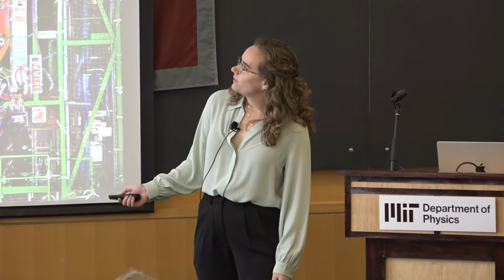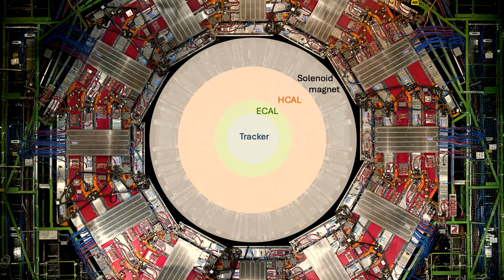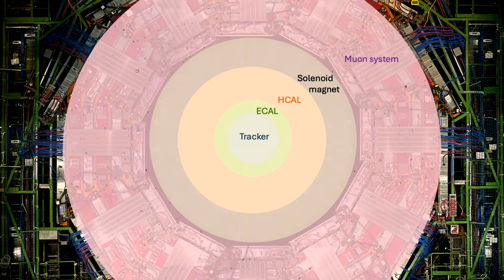Outside of the HCal, we have the superconducting solenoid. So this is a very strong magnet giving a field of about 4 Tesla, which is helpful because that means that we can curve the paths of charged particles in order to identify positively versus negatively charged particles. And outside of this last section that you see are the muon chambers. So muons will tend to travel through our inner detectors without depositing much energy in them, and most of their energy will be deposited in the muon chambers that we'll detect.